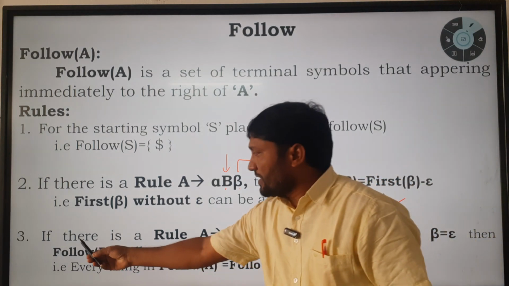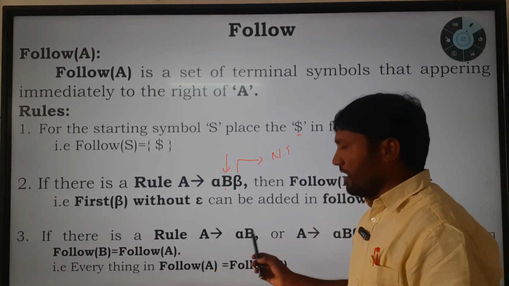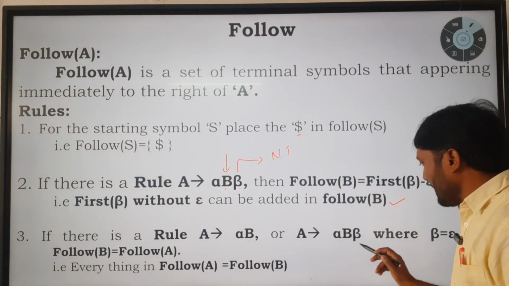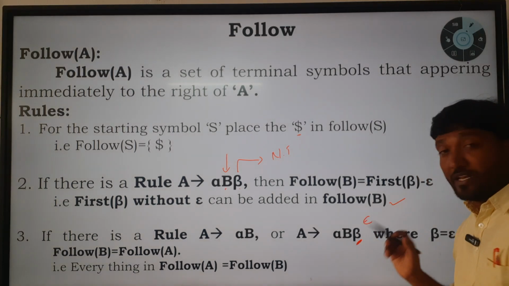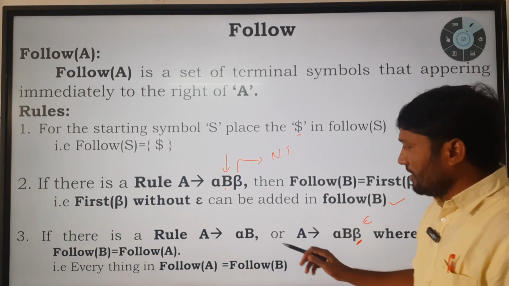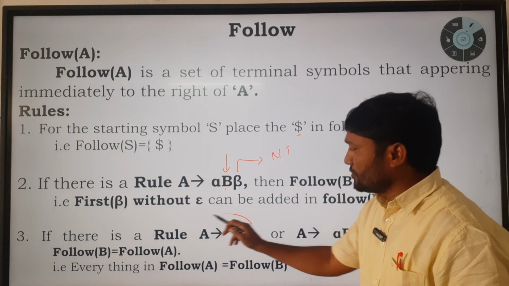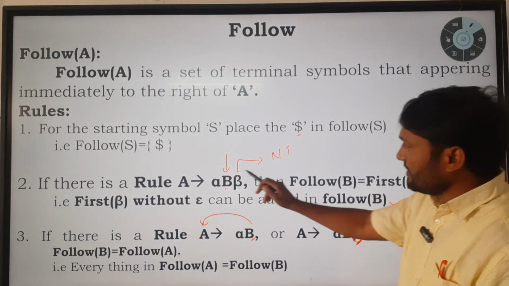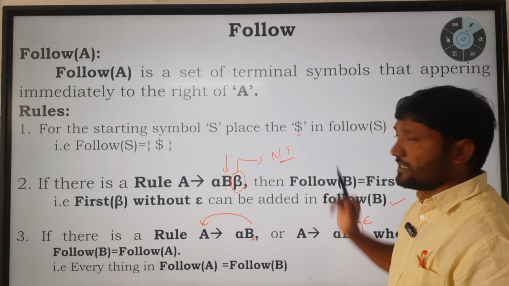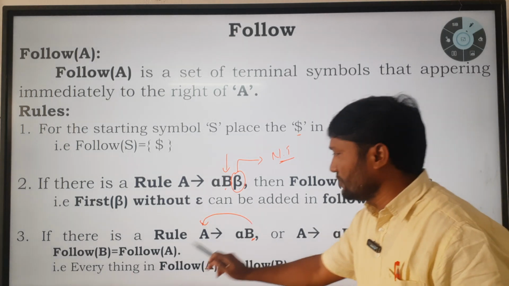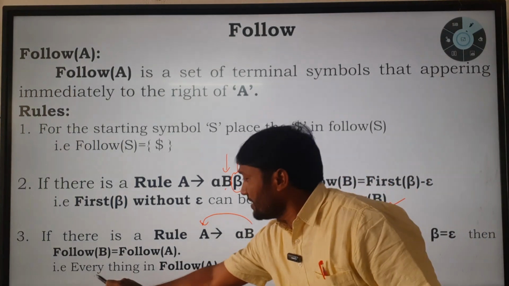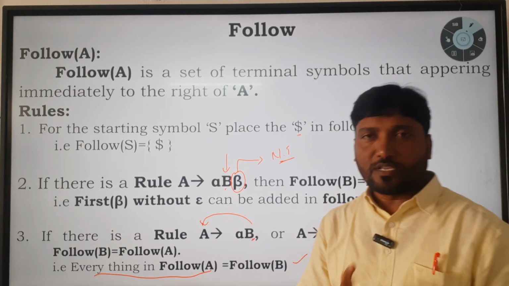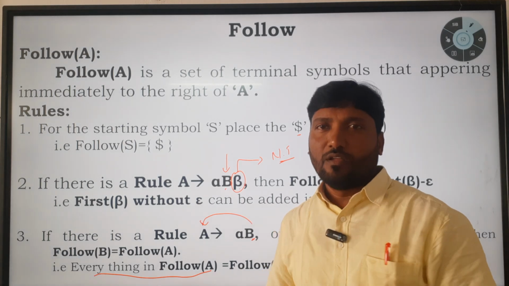Now come to the third rule. If there is a rule A derives alpha B, or A derives alpha B beta where beta can be considered as epsilon, then follow of B equals follow of A, because beta is epsilon. In the second rule, beta is a non-terminal. Then follow of B equals follow of A. That means everything in follow of A is in follow of B. These are the three rules that can be applied while calculating the follow function.